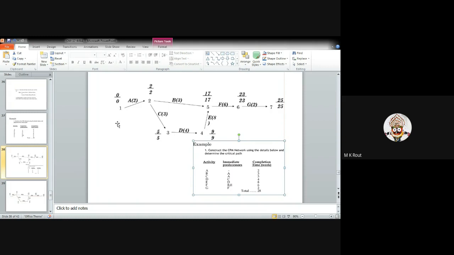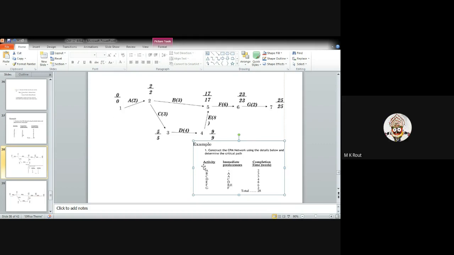Just a minute. Okay. I will start from the beginning. You can see the table here. Concentrate on this immediate precedence. In case of A activities, we don't have any precedence. So I start from 0. Is it clear? Yes, sir. So that's why I write 0 by 0.